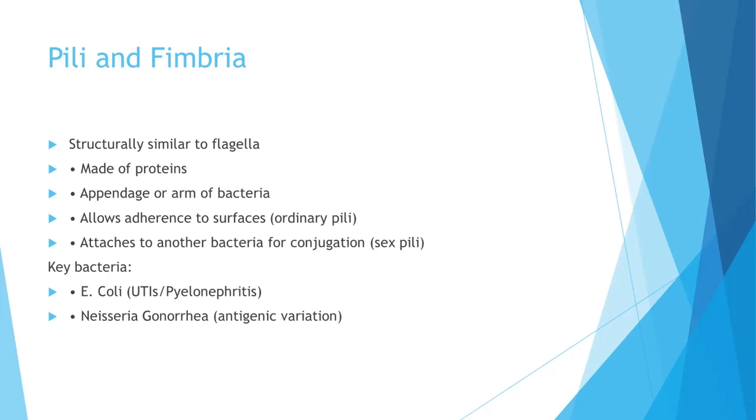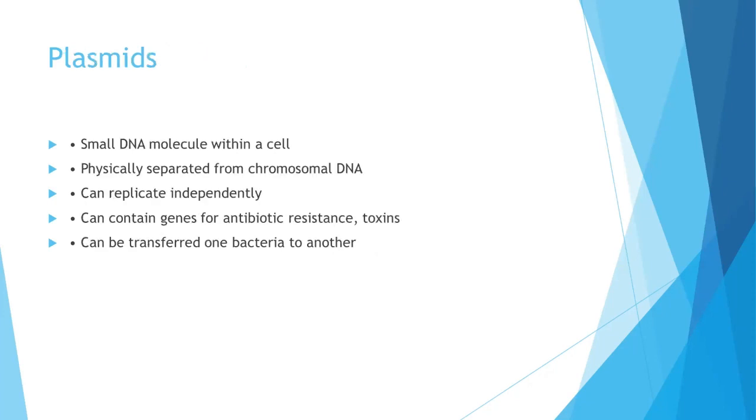Neisseria gonorrhoeae shows antigenic variation by the Pili and Fimbriae. Now, this antigenic variation part is very, very important in the case of Neisseria gonorrhoeae. Please remember this part.